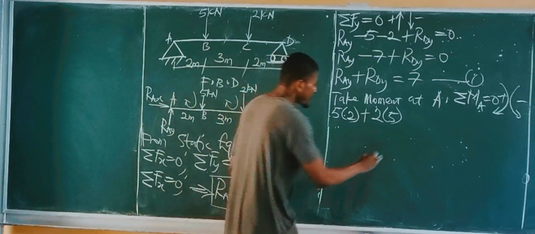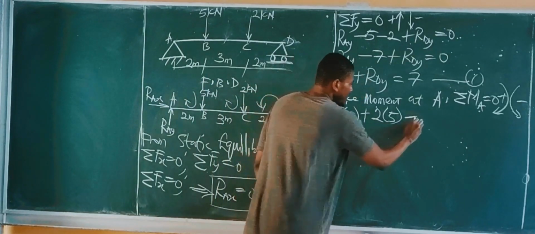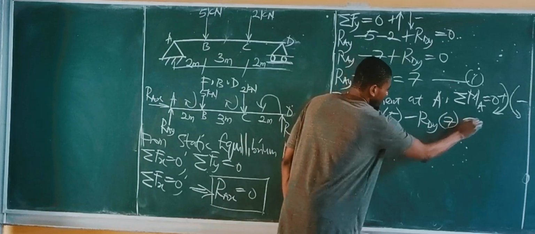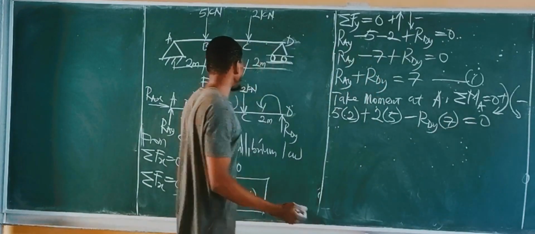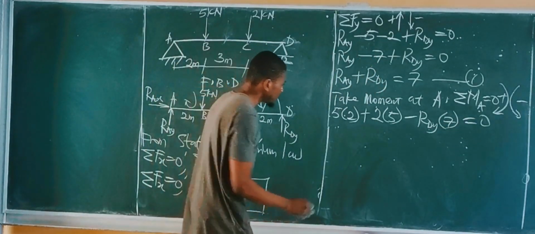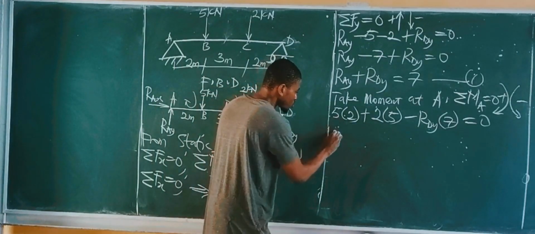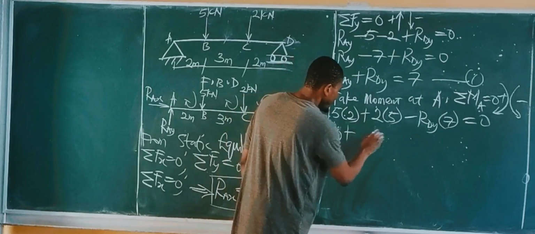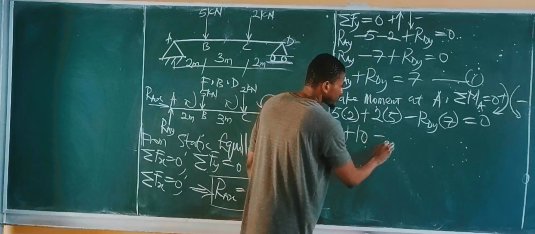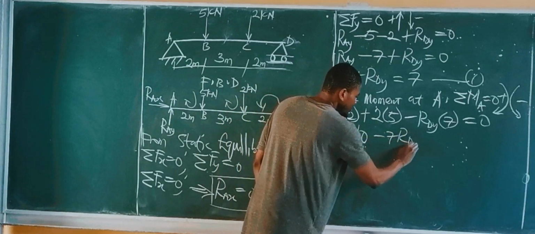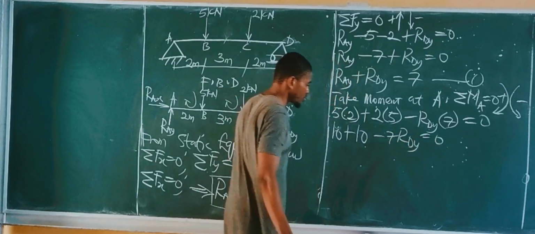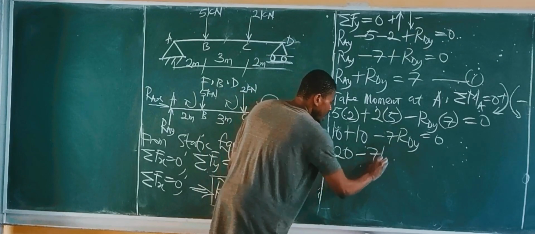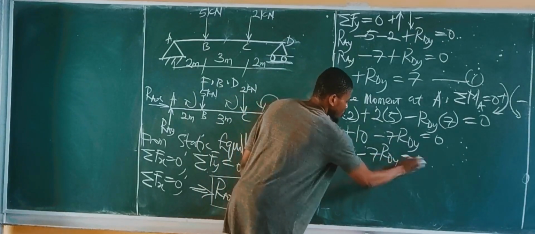Okay, so we simply have minus, because it's anti-clockwise, R dy times distance 7, and that's equal to 0. Okay, so we'll expand the brackets now. 5 times 2 is 10, plus 2 times 5 is also 10, minus this is 7 R dy, and that's equal to 0. So 10 plus 10 gives us 20, minus 7 R dy is equal to 0.